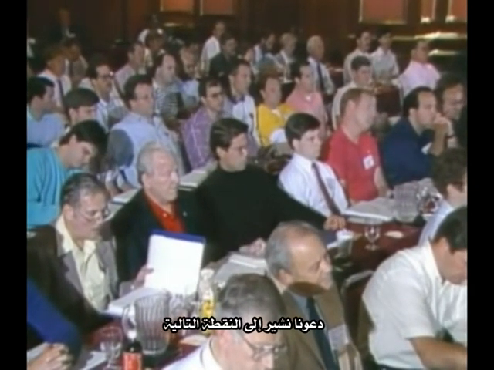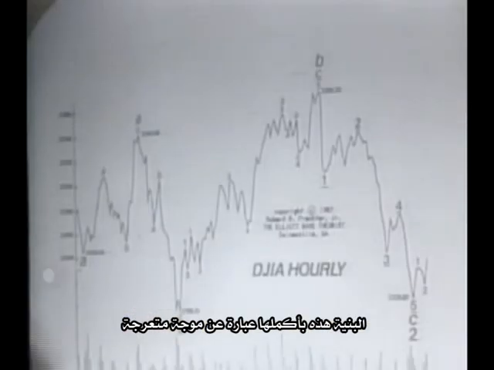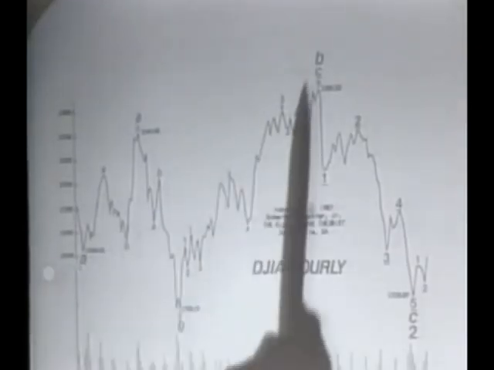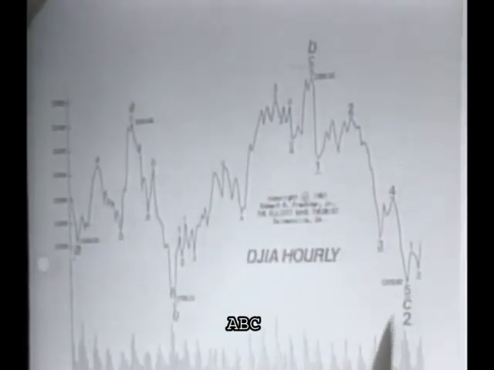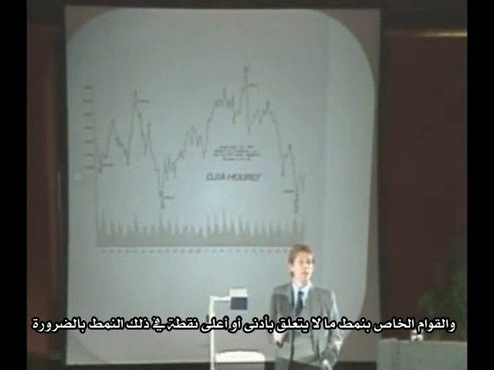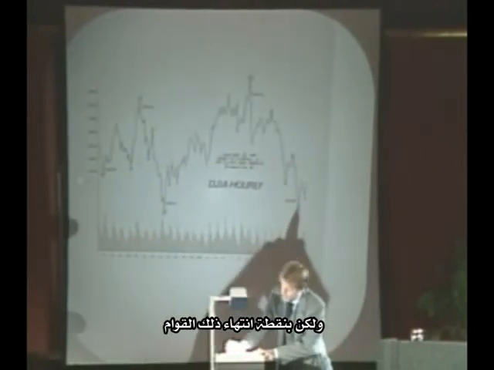Let me also point this out. This entire structure was a zigzag, A, B, C, ending here. The orthodox end to a pattern is not necessarily the lowest or highest point within that pattern. It is the orthodox terminating point, though.